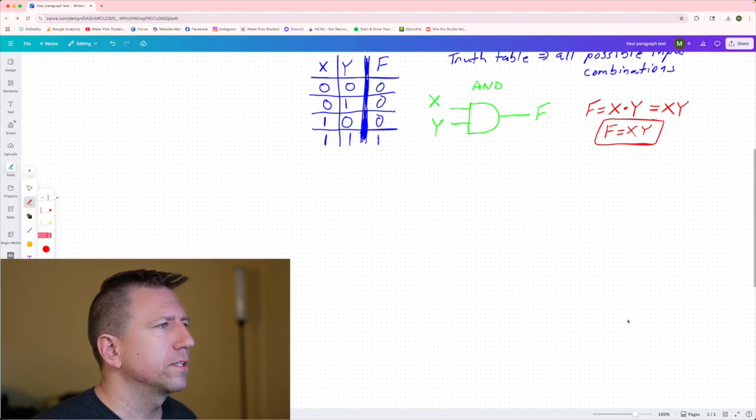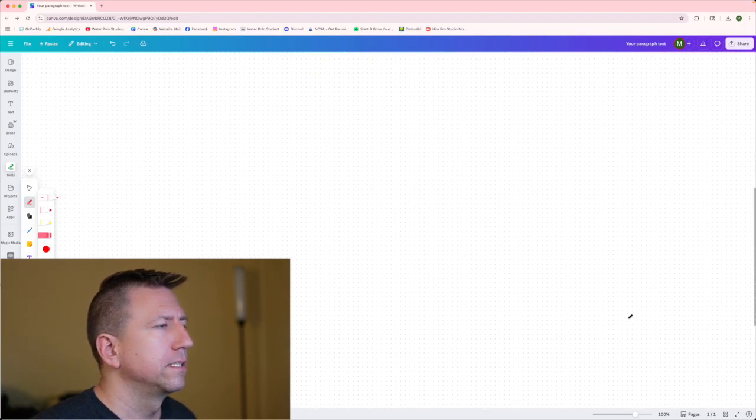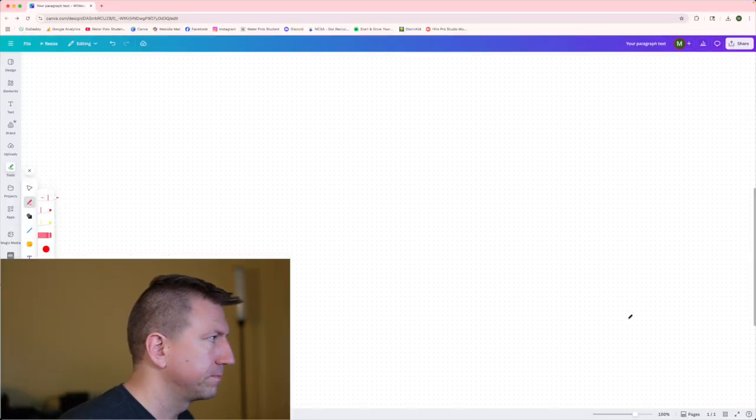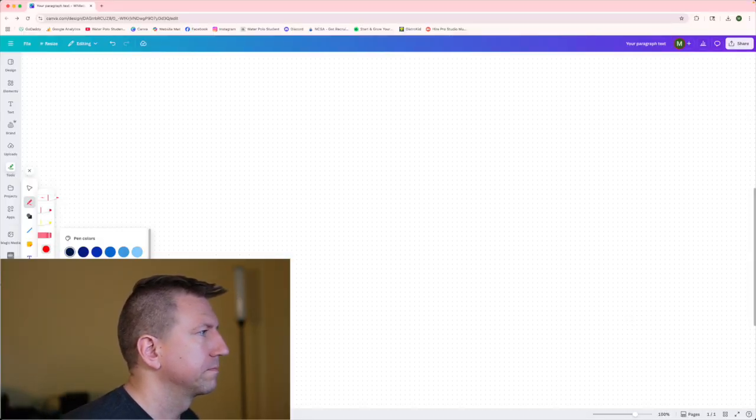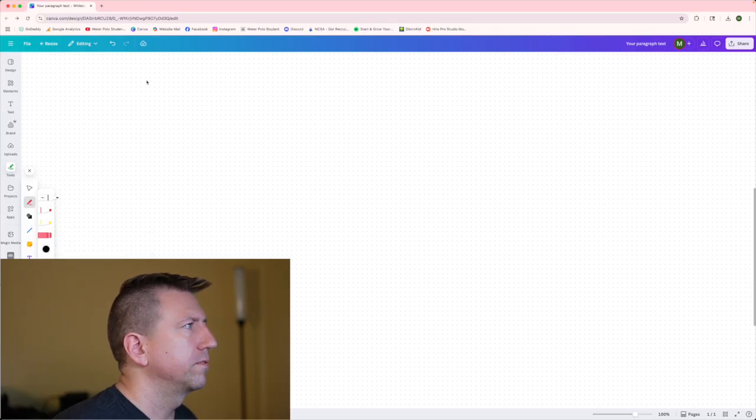Okay, let's look at the OR gate, the OR operation. So for the OR, a good definition would be that the output is 1.